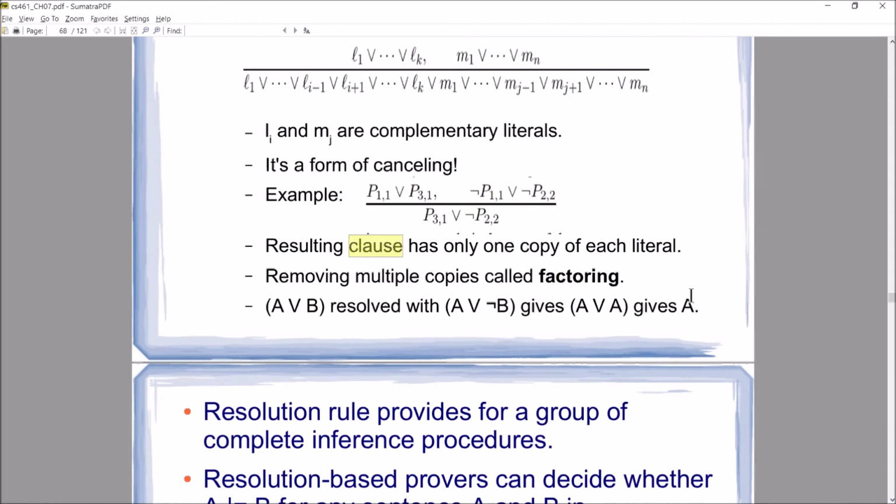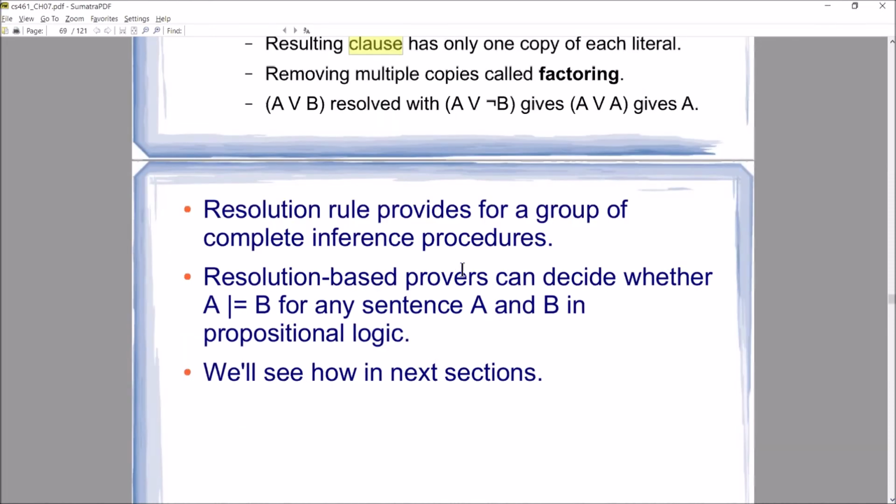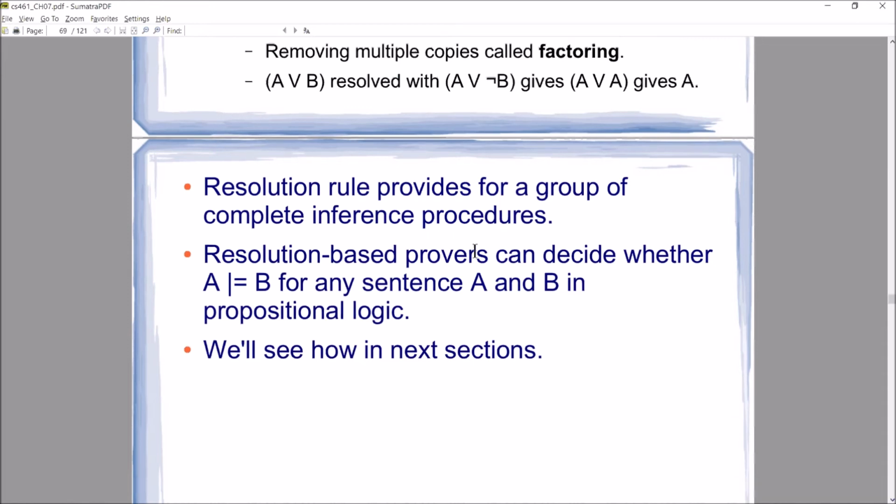That's what's left. Now that resolution rule, it's only going to work for clauses. It's designed, it's built, that's how it works. Logically speaking, it's only going to work for clauses. Okay. Now that resolution rule allows us to have a bunch of complete inference procedures, okay? And we'll see how those things work in following sections, okay?